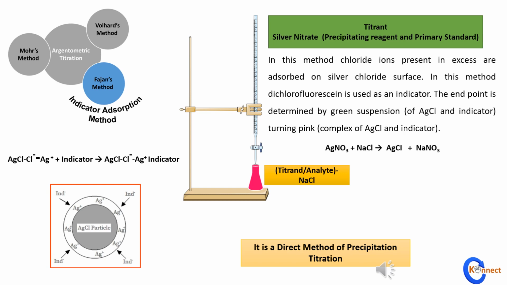Dichlorofluorescein is used as an indicator in this titration. This is a negatively charged compound and makes an ion pair with positively charged silver ions to give green color to the precipitate. The end point is determined by the pink color of the complex of AgCl and indicator as shown in the red square. This is also a direct method of precipitation titration.